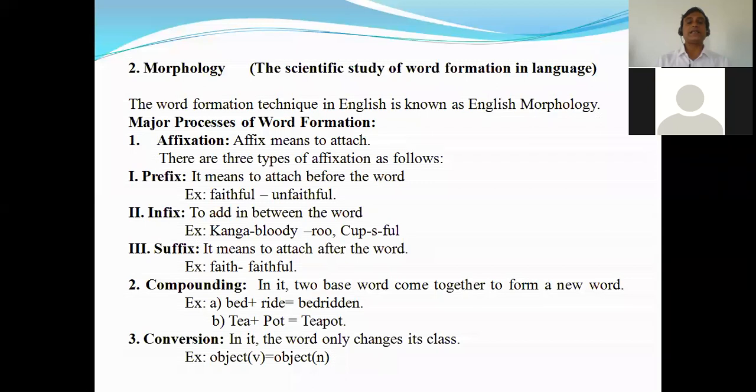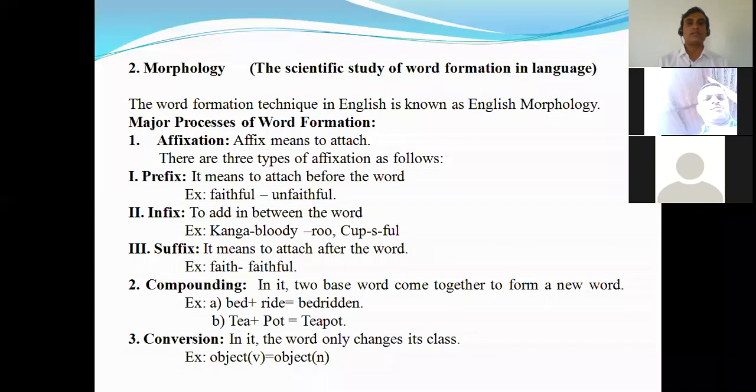The second is infix. To infix means to attach in between the word. The best example of this is, we say kangaroo. I attach bloody in between. Kanga-bloody-roo is the example of infix. The next is cups full. When I pronounce this word in the plural, it is cup plus s sound and ful attached. So cups full is the example, that s sound is infixed here.